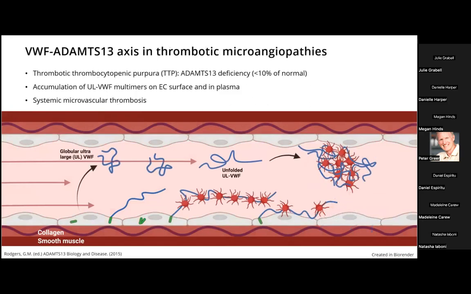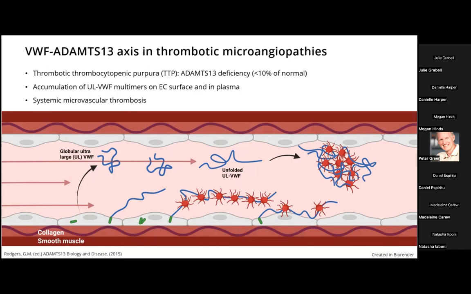So I now want to discuss the VWF ADAMTS13 axis in reference to thrombotic microangiopathies because it becomes relevant for my results and how I've set up my subsequent experiments. So thrombotic microangiopathies are a group of disorders characterized by hemolytic anemia, thrombocytopenia, and ischemic end organ damage caused by microthrombi formation. So I specifically want to talk about thrombotic thrombocytopenic purpura, or TTP, which is a thrombotic microangiopathy in which patients have a reduction in ADAMTS13 to below 10% of normal.